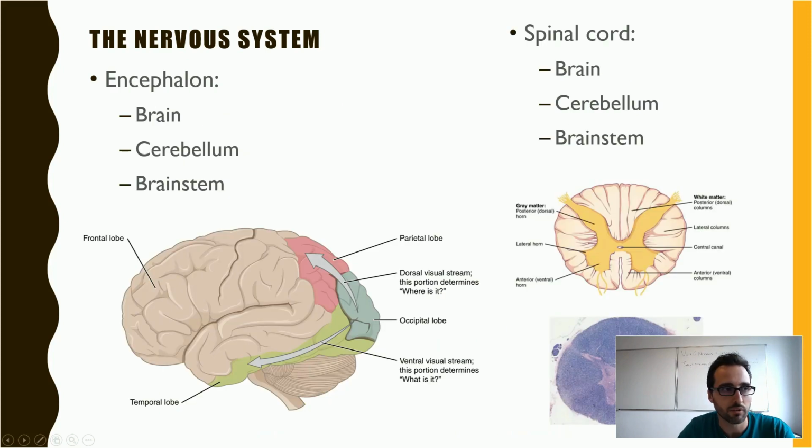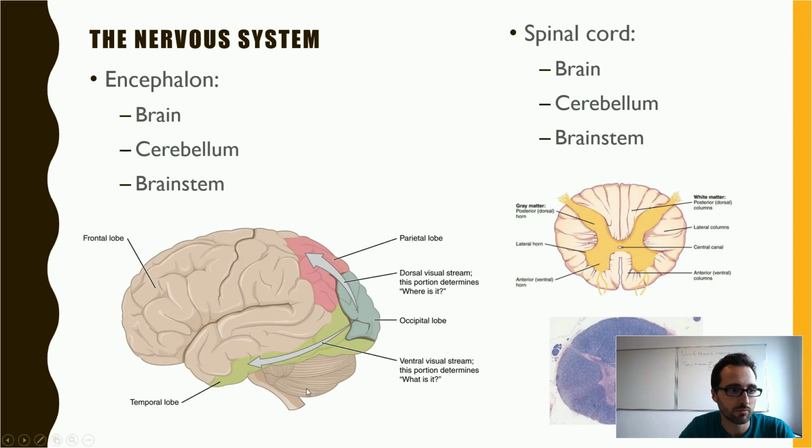To finalize, the central nervous system is composed of the encephalon, and in the encephalon we can find these parts: the brain, the outermost part of the encephalon, in which we can find areas for memory, the brain cortex, and many areas for elaborating our personality.